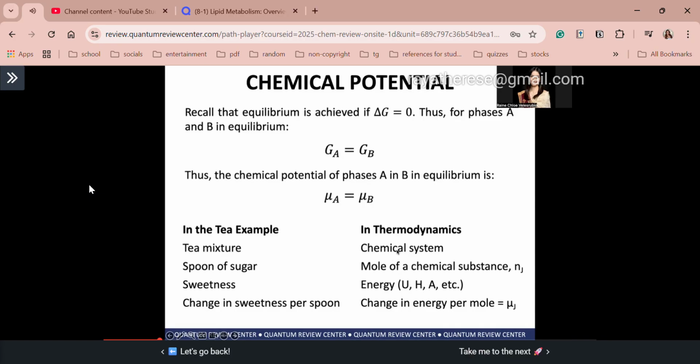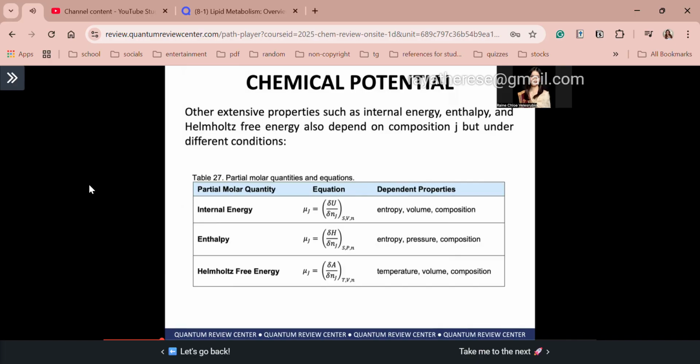Now, the chemical potential, the change in energy per mole, which is equal to mu J, we can also liken to the change in sweetness per spoon. Okay? That should be clear, guys. Again, we are looking for the tendency of a substance to change, the change in energy per mole for the chemical potential. Okay? Now, guys, for other extensive properties, like internal energy, enthalpy, and Helmholtz free energy, we can actually determine their respective chemical potentials. Okay?